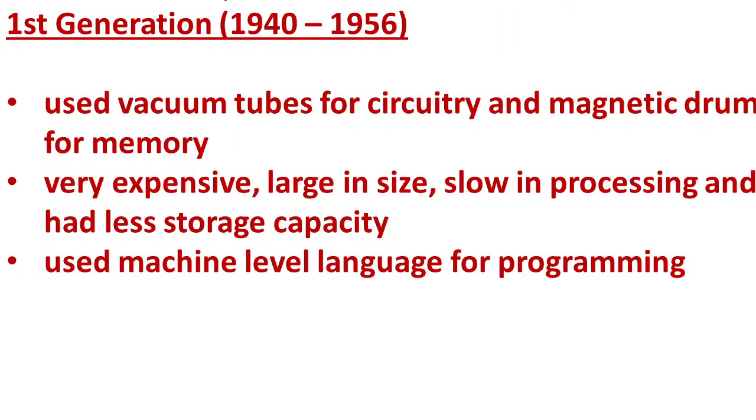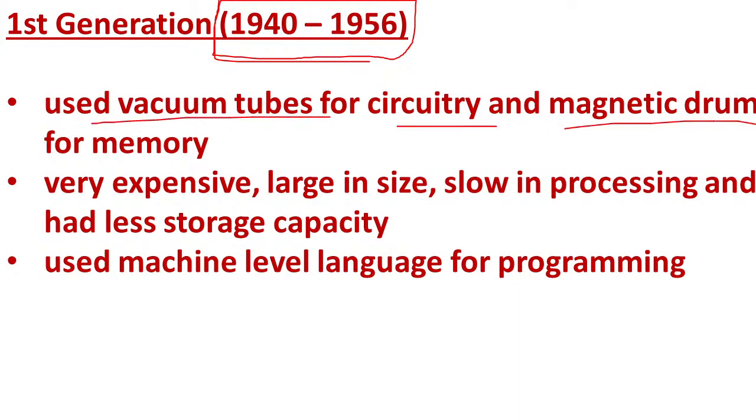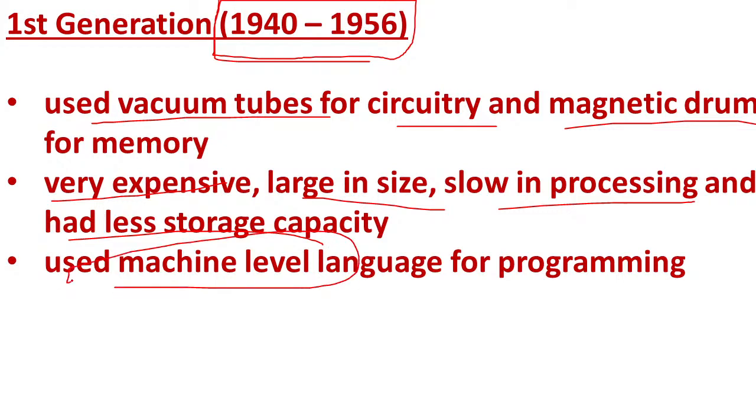The first generation computer period was 1940 to 1956. Vacuum tubes were used for circuitry and magnetic drums for memory. The first generation computers were very expensive, large in size, slow in processing, and also had less storage capacity. These first generation computers used machine language for programming.